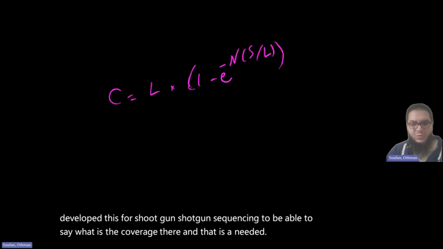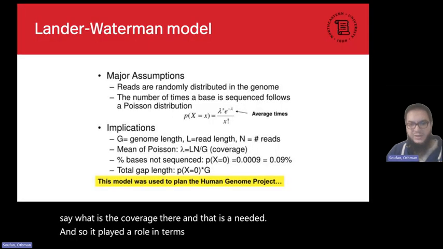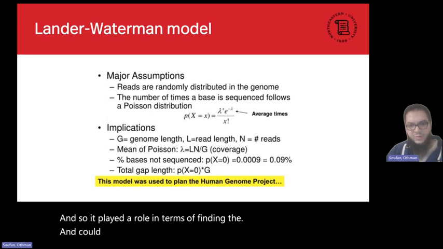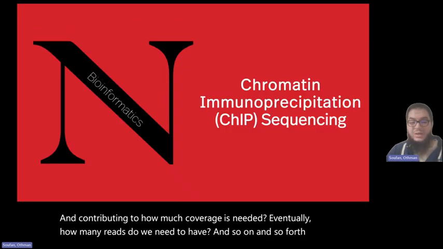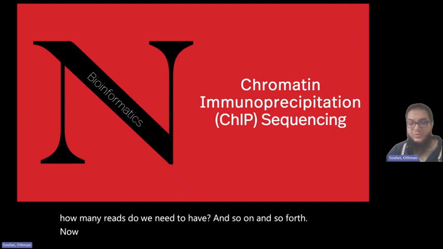And so it played a role in terms of finding the and contributing to how much coverage is needed, eventually how many reads do we need to have, and so on and so forth. Now we come to a very important technology and concept, which is chromatin immunoprecipitation sequencing.